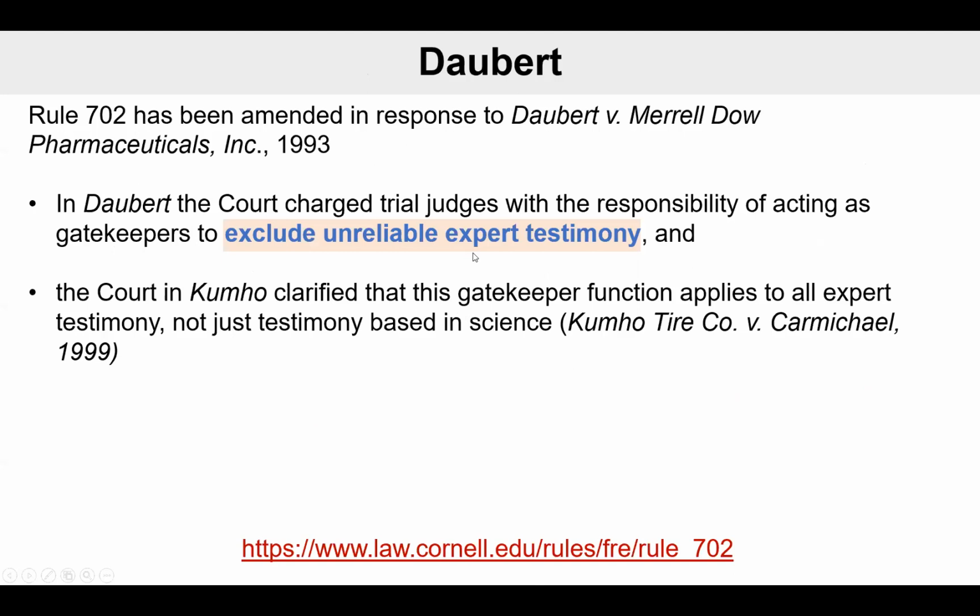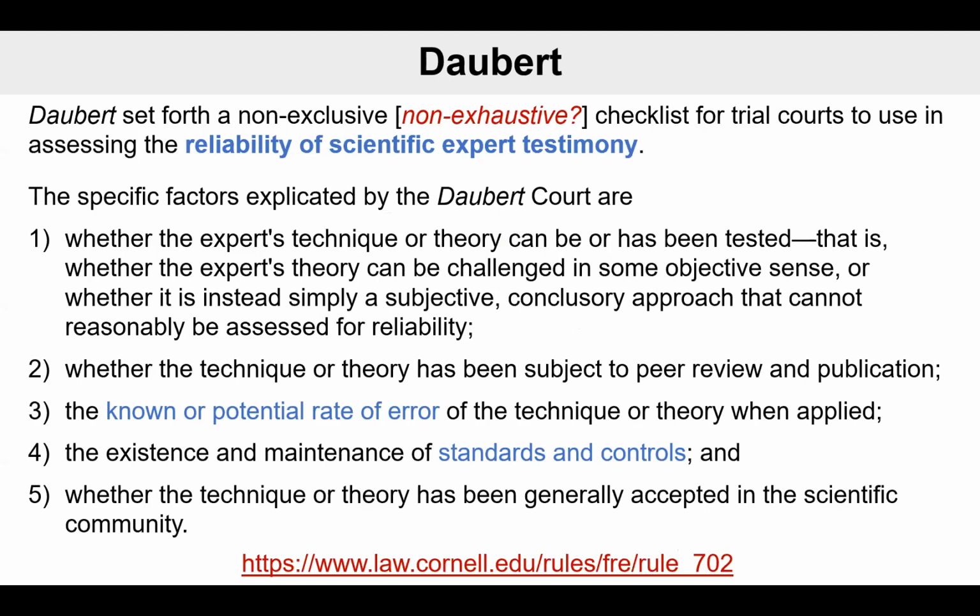Now, in 1993, some amendments were made after the Daubert versus Merrell Dow case, where the trial judges were given the responsibility to act as gatekeepers to exclude unreliable expert testimony. So again, they used the words reliable and unreliable, and that's the reason that we want to look at the meaning of the term reliability in some detail. The Daubert amendments also provided a checklist to help trial courts to assess reliability of scientific expert testimony. And the checklist talks about known or potential rate of error, which is related to reliability. And they also talk about existence of standards and controls.